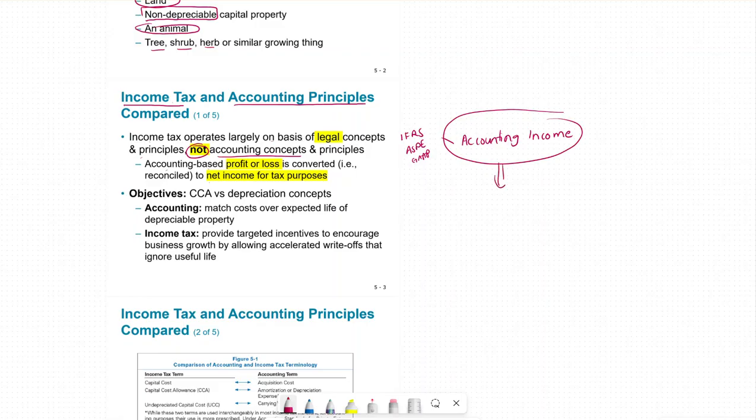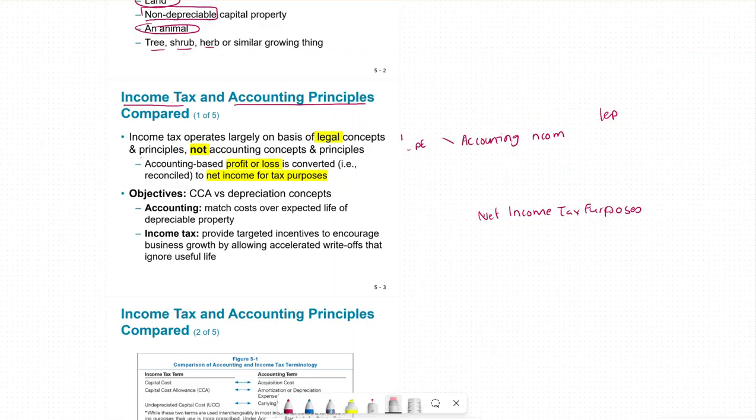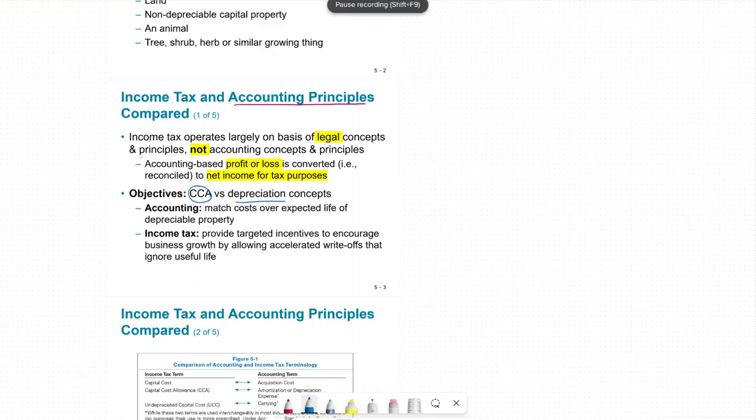We adjust this accounting income, and then we call it taxable income, or the income for tax purposes. So in this case, they are both going to be different. We're trying to identify one difference: under accounting, we record depreciation, and under the income tax we use CCA. The objective of this chapter is CCA versus the depreciation concept.